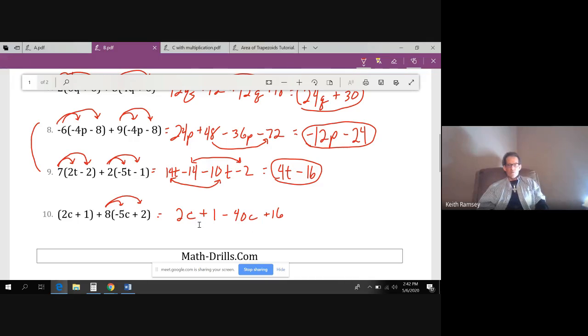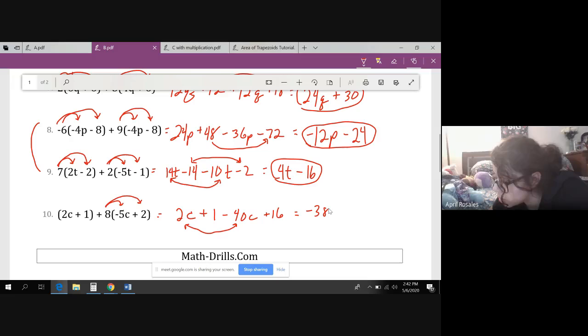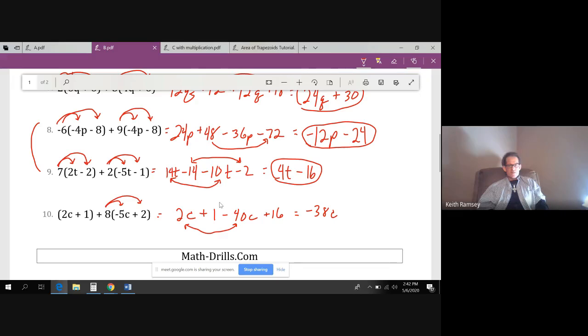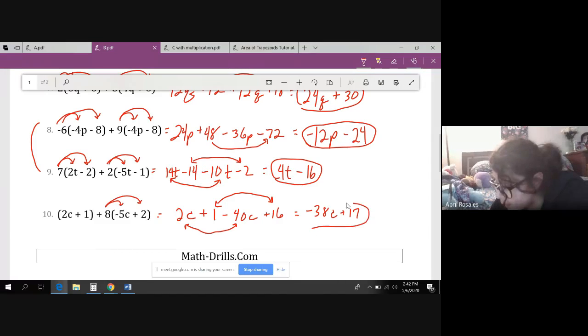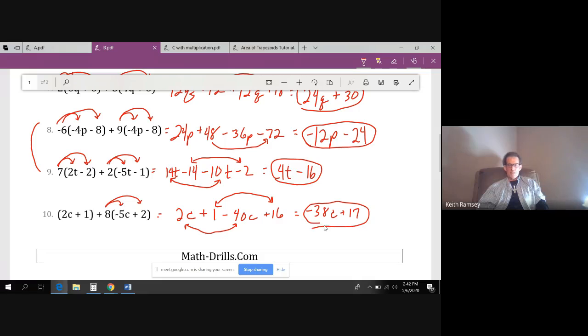And I look for what goes together. This has a c, and this -40 has a c. So 2 plus -40 is -38c. And then this 1 doesn't have a variable, and neither does this 16. So if I put those together, I'm going to get plus 17. And that's the answer for number 10.